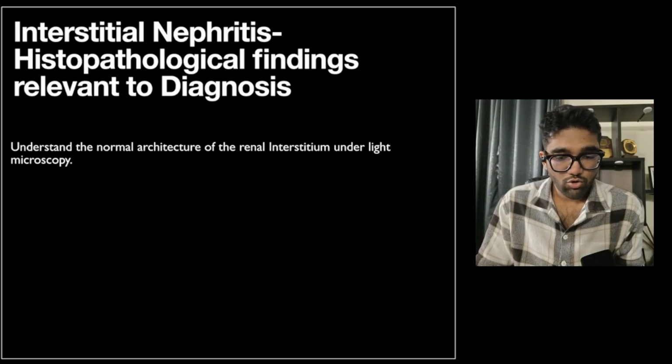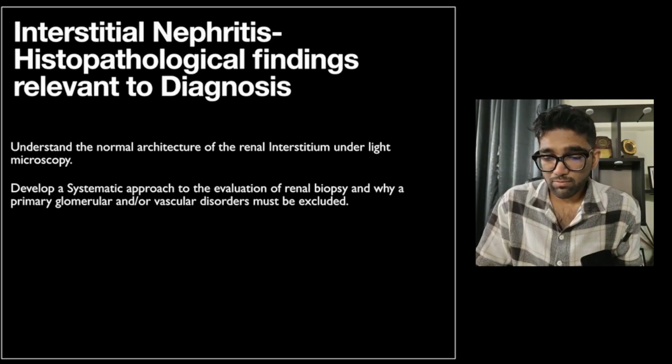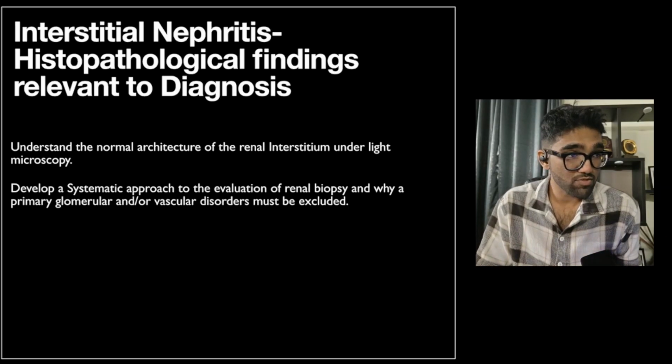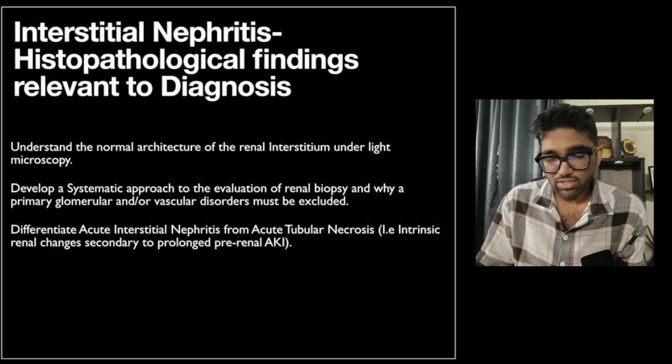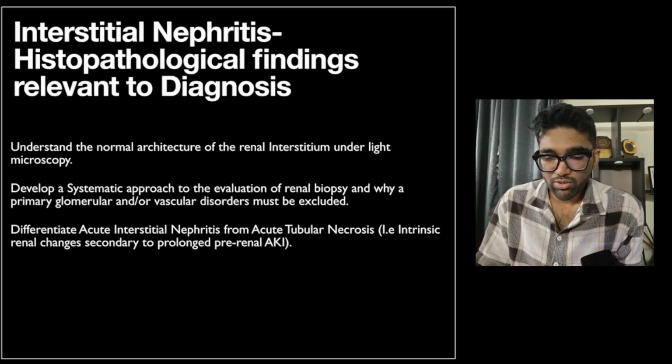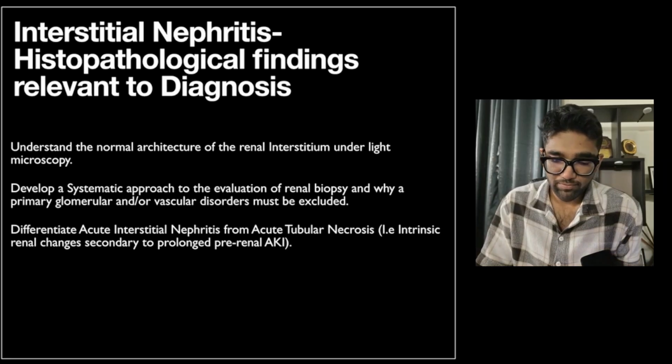First, we'll try to understand the normal architecture of the renal interstitium under light microscopy, and develop a systematic approach to the evaluation of the renal biopsy, and why a primary glomerular or vascular disorder must first be excluded before we diagnose interstitial nephritis. Then we'll try to differentiate between acute interstitial nephritis and acute tubular necrosis, by which I mean intrinsic renal changes secondary to prolonged pre-renal acute kidney injury.